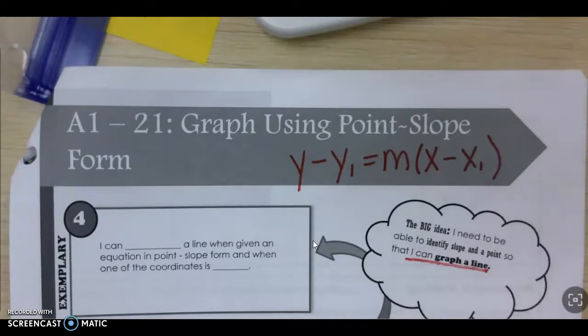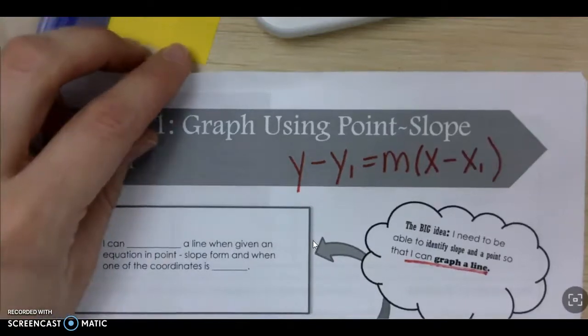So the four different levels are, can I graph a line when the slope is a whole number? Can I graph a line when the slope is a fraction? Can I graph a line when the coordinate is 0? Those are kind of your three main parts, okay?